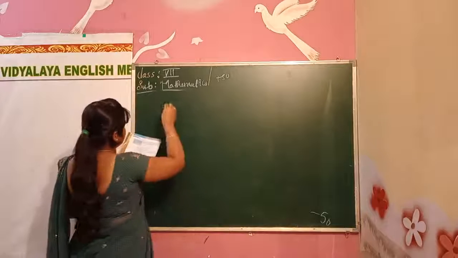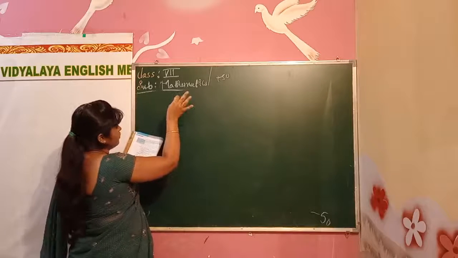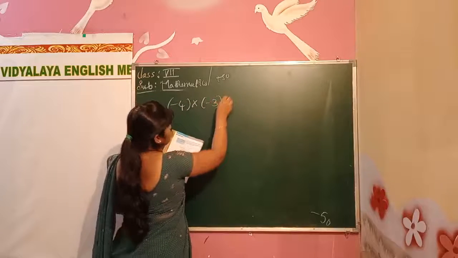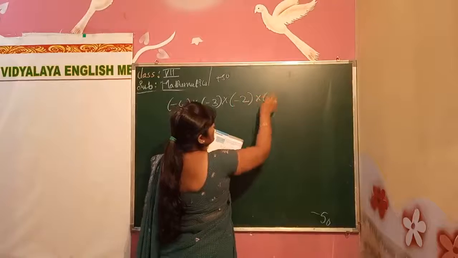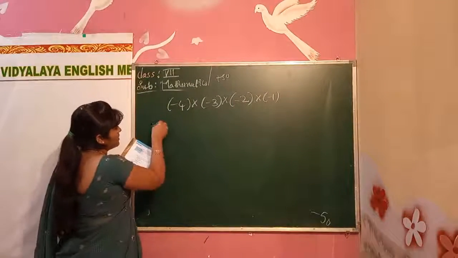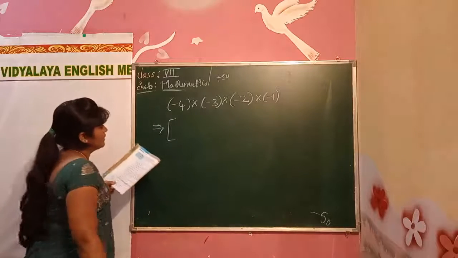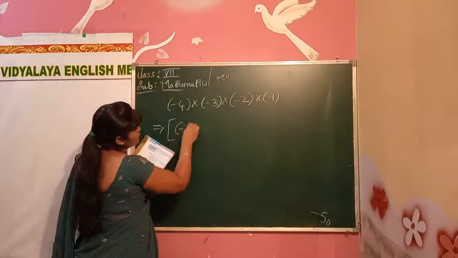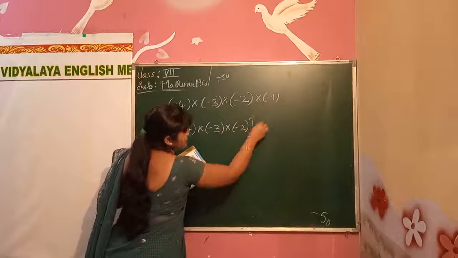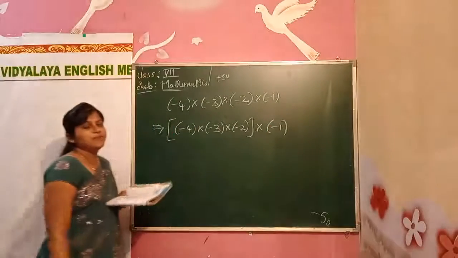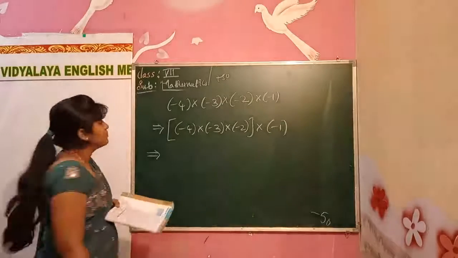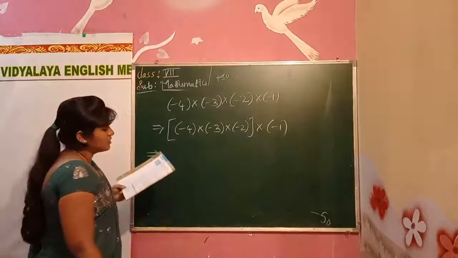Okay, the next one, they have given 4 negative numbers: -4 into -3 into -2 into -1. What do we have to do here? Here also we have to make a grouping. First we'll make a grouping of 3 numbers, and the extra 1 number we'll keep aside. Now start multiplying these 3 numbers. 4 3s are how much, children?